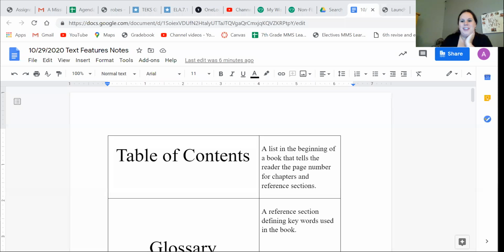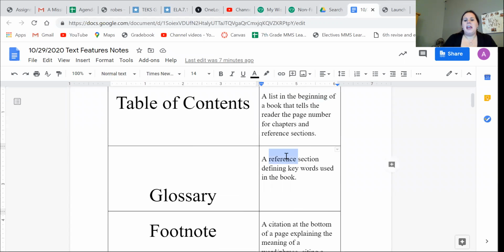So let's get started. We're going to start at the beginning. If we see table of contents here, most of your nonfiction, especially your informational nonfiction pieces, are going to have a table of contents. This is found at the beginning of the book or the magazine or the newspaper. The table of contents tells the reader where you can find a particular chapter, a reference section, a particular article within that publication. Okay, and you all know table of contents, you've all used them, okay?